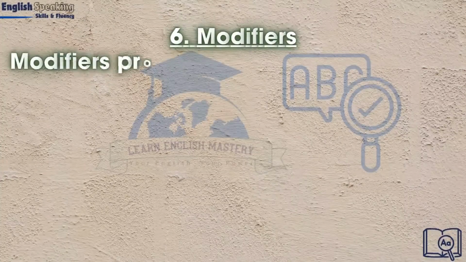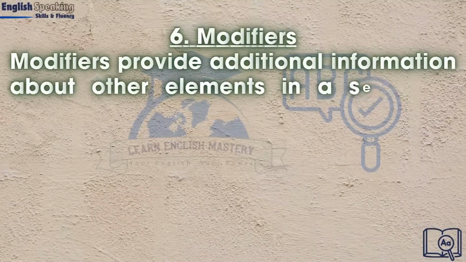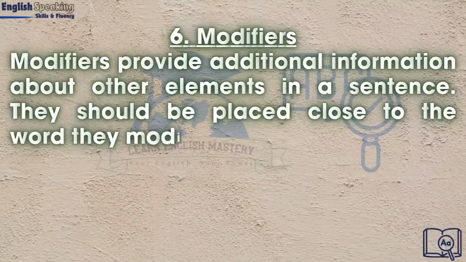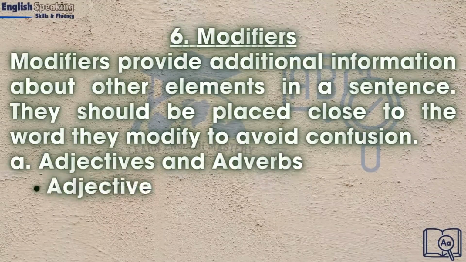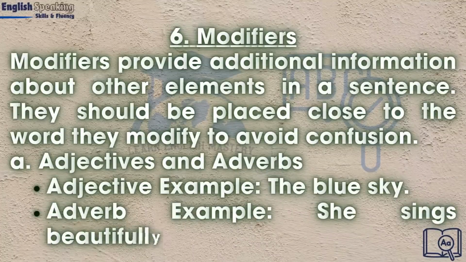6. Modifiers. Modifiers provide additional information about other elements in a sentence. They should be placed close to the word they modify to avoid confusion. Adjectives and adverbs. Adjective example: the blue sky. Adverb example: she sings beautifully.